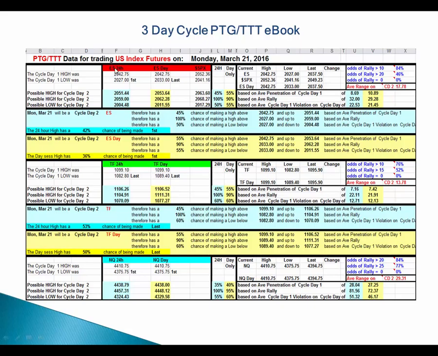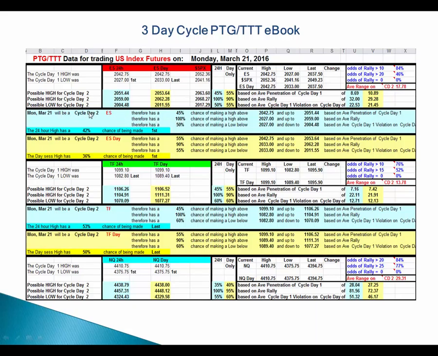But we got the S&P 500 E-mini here. We got Russell, and we got NASDAQ showing. I think there's a YM on this particular slide on the spreadsheet as well. I was not able to get it into view here. But it says possible high for cycle day 2, possible low. It gives also handicaps, projections.